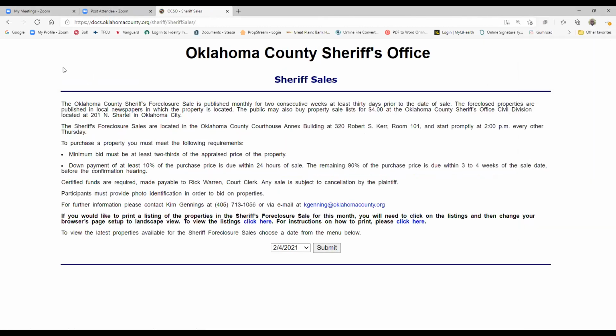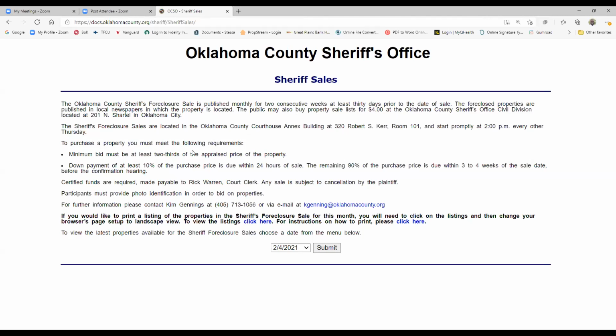All right, so this is what it looks like. And right here, the county is telling you that they're going to publicize this for 2 weeks, at least 30 days prior to the sale. This is where it's going to be held, the Oklahoma County, 320 South Kerr, in this room right here. It's going to start promptly at 2 o'clock. So to purchase this property, you've got to have the following.